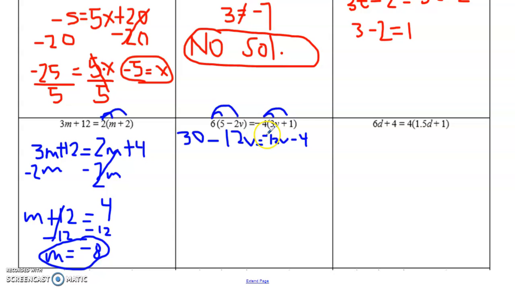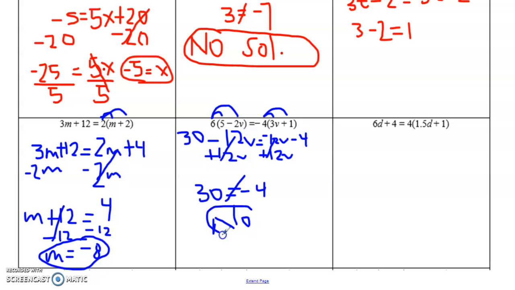Now we have -12v on both sides. So let's add 12v to both sides, and that will cancel on both sides, leaving us with 30 equals -4, which is not true, so there is no solution.